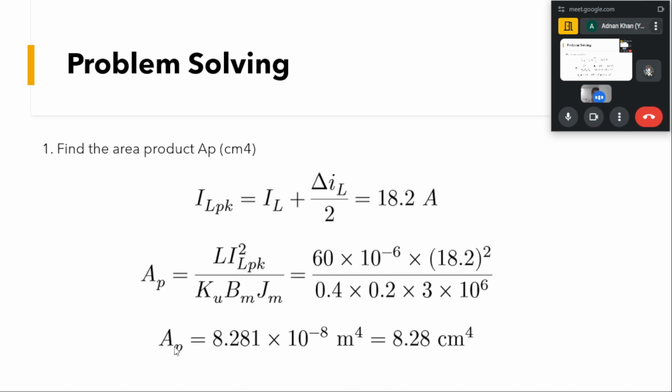So the area product came out to be this: to have a 60 microhenry inductor with the current rating of 18 amps and with the ripple of 0.4 amps, if we want to design an inductor, we need to have an area product of 8.28 centimeter raised to 4.